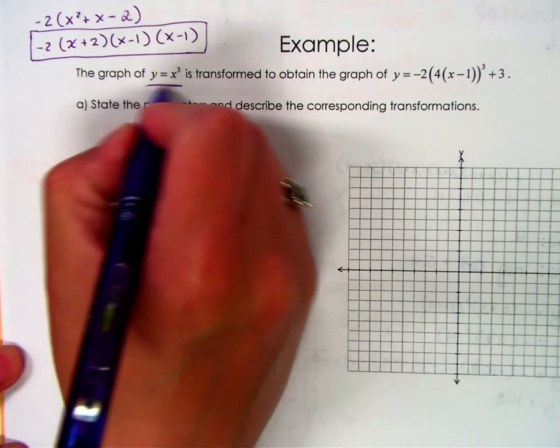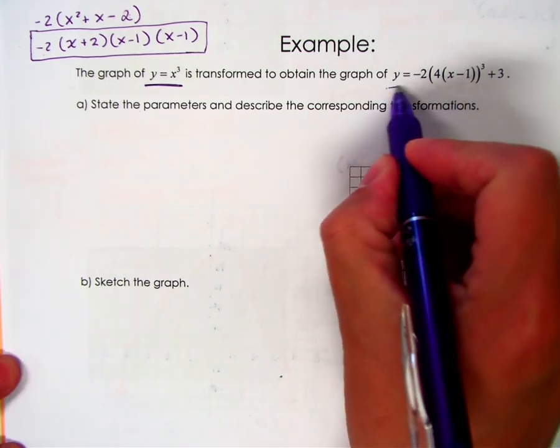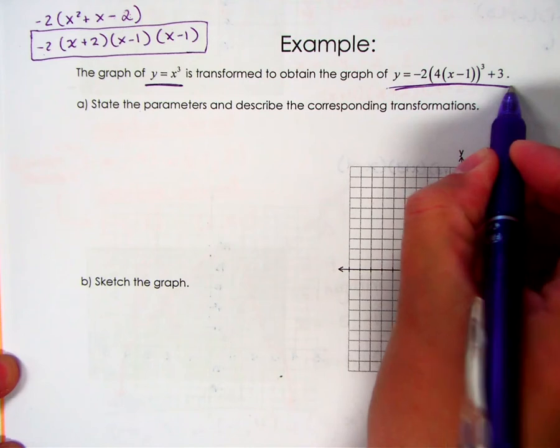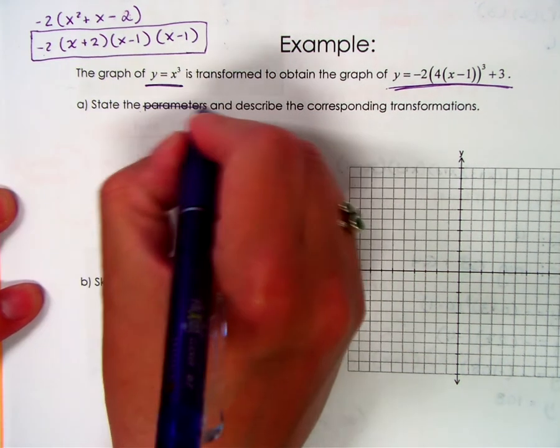So here's your basic graph. And here's the equation with all the transformations applied. So you guys have done chapter 1 over and over and over again. So this should be very straightforward. We're just gonna describe the transformations. Let's get rid of the parameters.